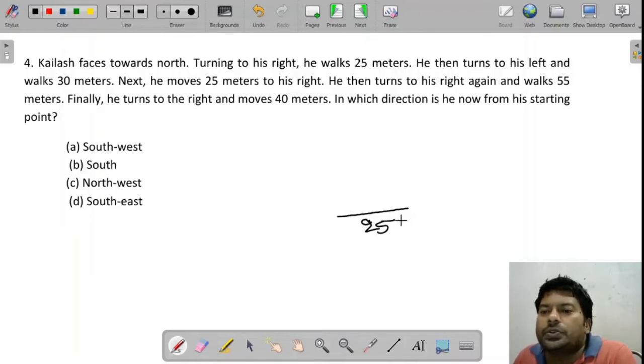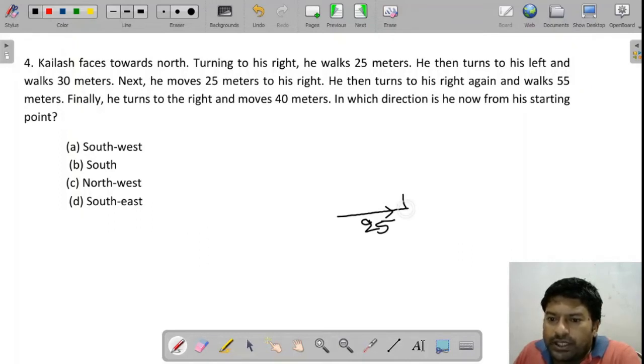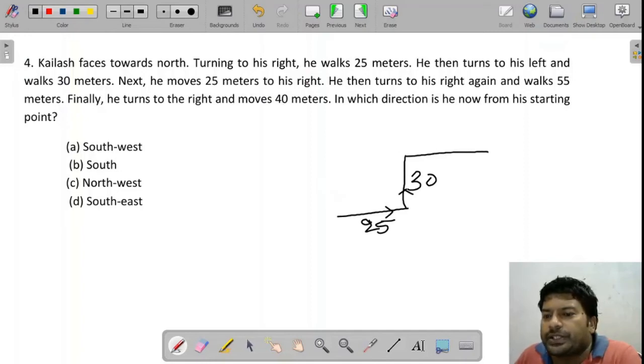He then turns to his left. First he walks 25 meters to his right, then turns left and walks 30 meters. He walks 30 meters after turning left. Next he moves 25 meters to his right. Again he moves 25 meters to his right. So this is again 25 meters.